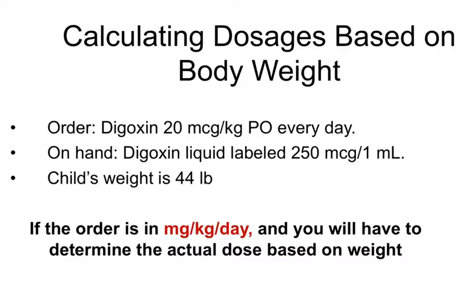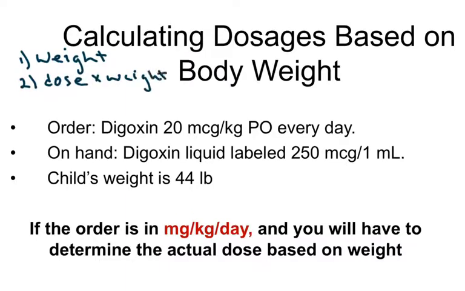So the first step with all of these basically is you're going to convert the weight. Pay very careful attention. Sometimes they'll give it to you in kilograms, sometimes they don't. For the second step, you're going to multiply his dose times that weight. And then after that, you're usually going to have to set up the regular dosage problem, which is what we've been doing so far, what's ordered over what's on hand times the quantity.